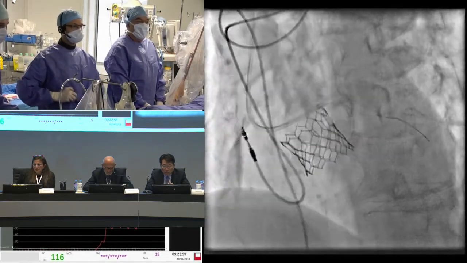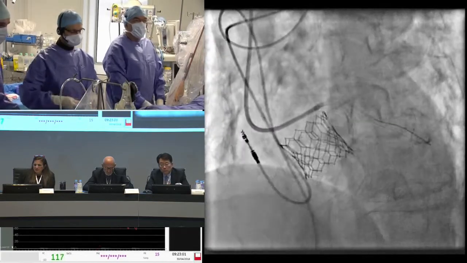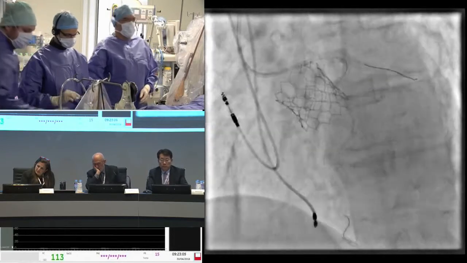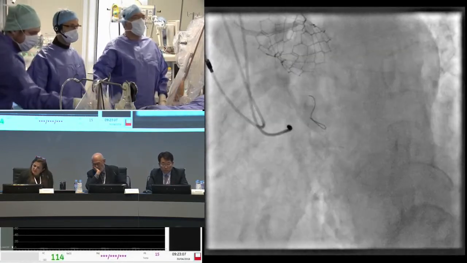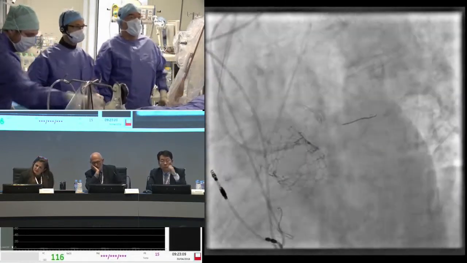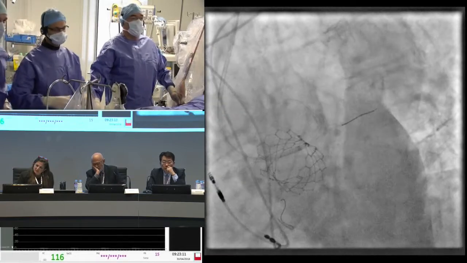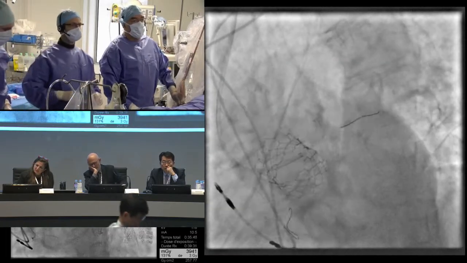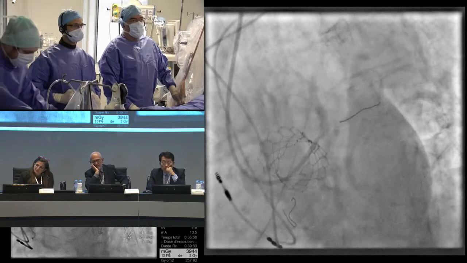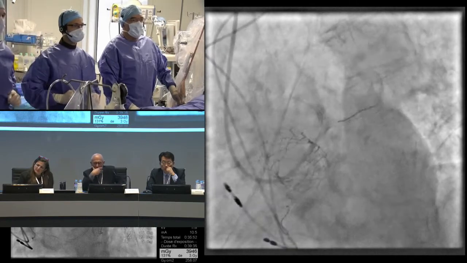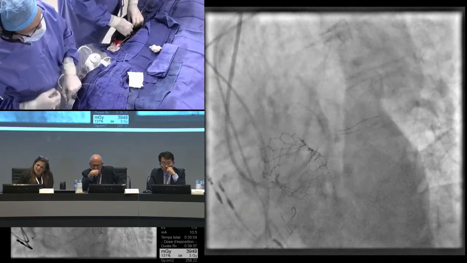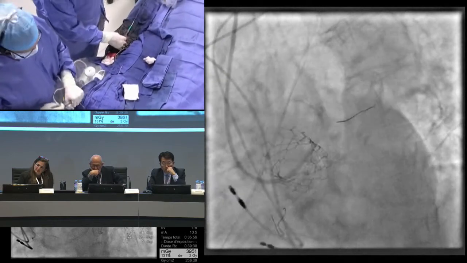Pretty. Big shot. Very good. Very good. And we will look at the LAO cranial. And if it's good, we will remove the wires. So I engage the guiding on the two wires, you see. I use the two wires to guide the guiding catheter, and place the guiding inside the left main.